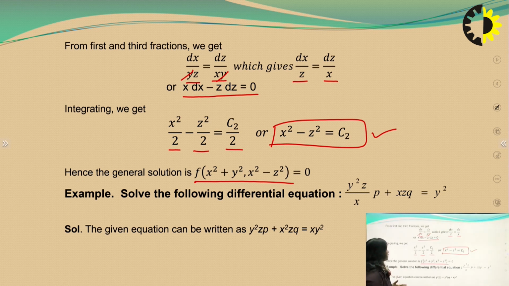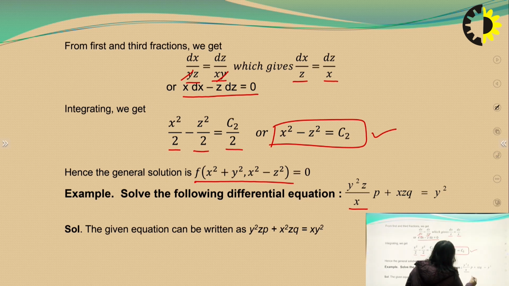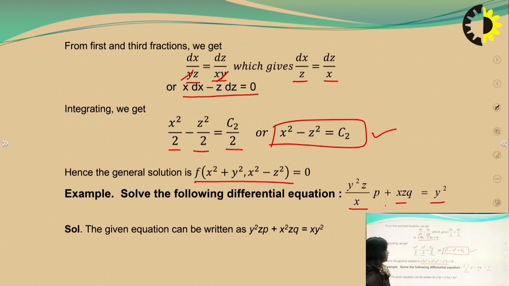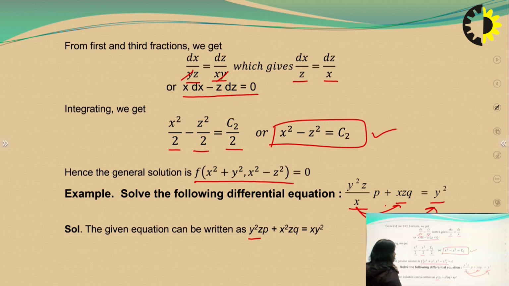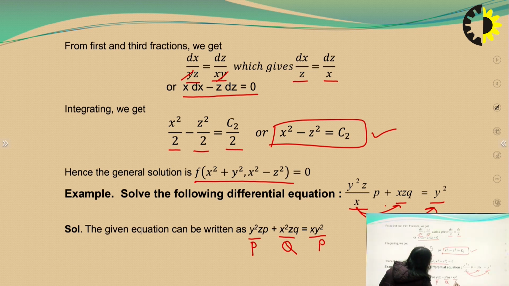Now, to understand the concept better, let us take one more example where we have y square z upon x into p plus yxz into q equal to y square. We rewrite this by multiplying by x, and we get y square z p plus x square z q equal to x y square. Now this will become my capital P, this will become my capital Q, and this will be my capital R.